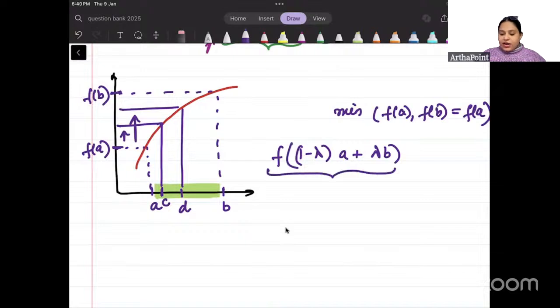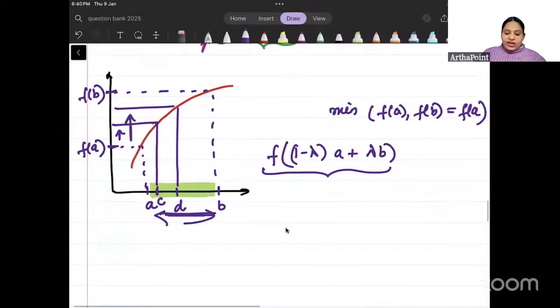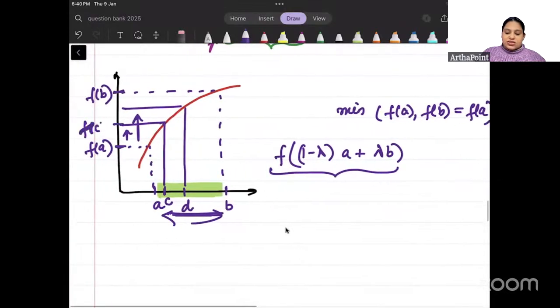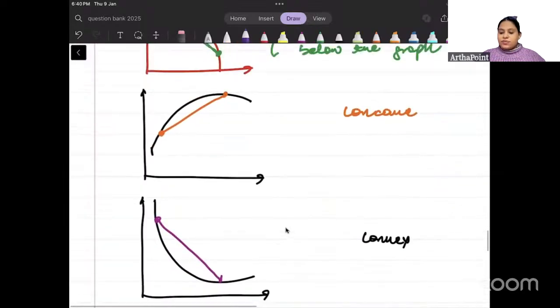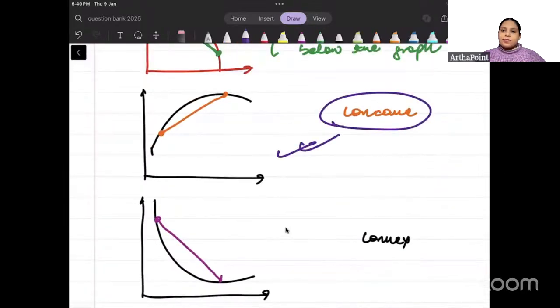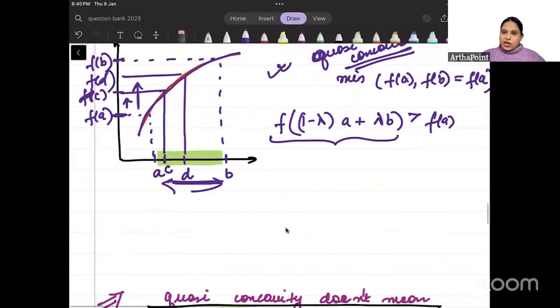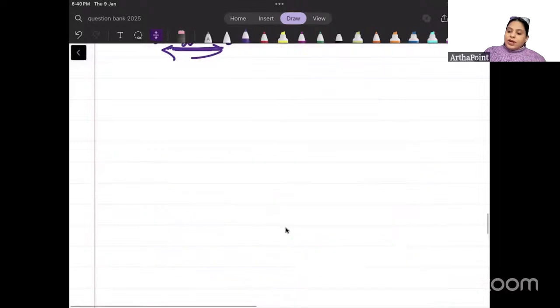जो भी value आएगा, you pick any point between A and B. Whatever values you are getting, this is f of C, this is f of D, it will be greater than f of A. And f of A is the minimum of f of A and f of B. So it means that this represents quasi-concave. This is quasi-concave. ये curve quasi-concave है. But is this concave? Yes, this is also concave. तो ठीक है. This is concave also and quasi-concave also. Now pick up this.